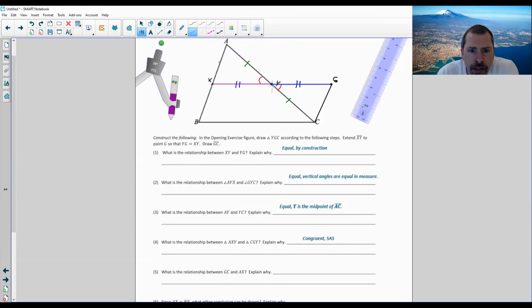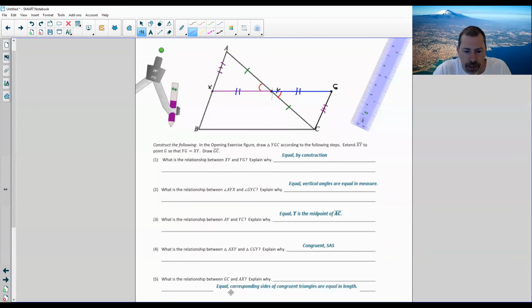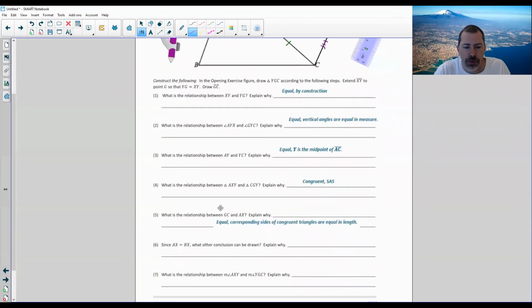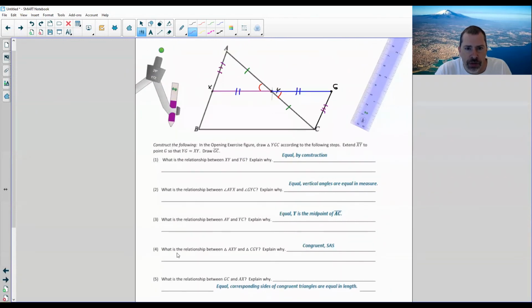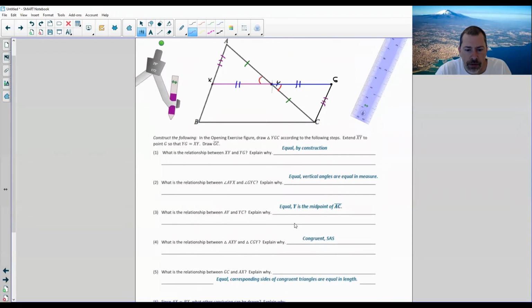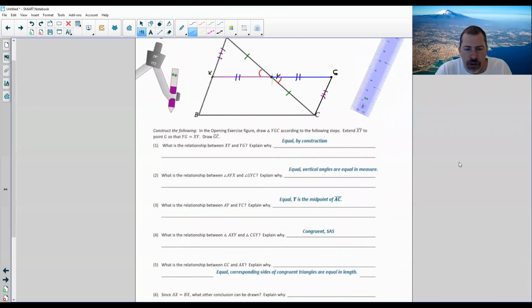So now they're asking about GC and AX. Okay, well, if we have two congruent triangles by side angle side, then corresponding parts of congruent triangles are congruent. So we would say equal because corresponding sides of congruent triangles are equal in length, or CPCTC as we were doing in the proofs. Now it says since AX is equal to BX, what other conclusions can be drawn?